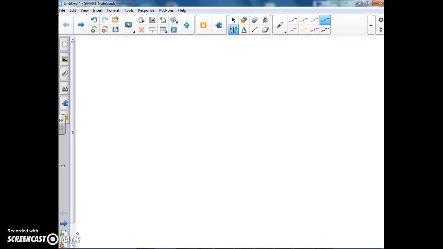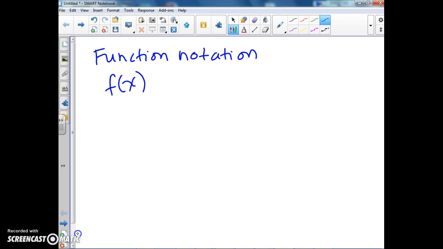Alright, so the first thing that we're going to talk about is function notation. Function notation looks like this: f of x. That's not f times x. It's f of x. F of x is just another way of naming a function. So f of x is basically the same thing as y.